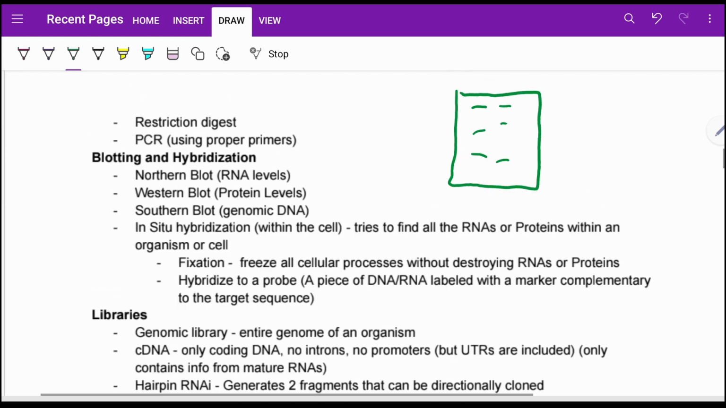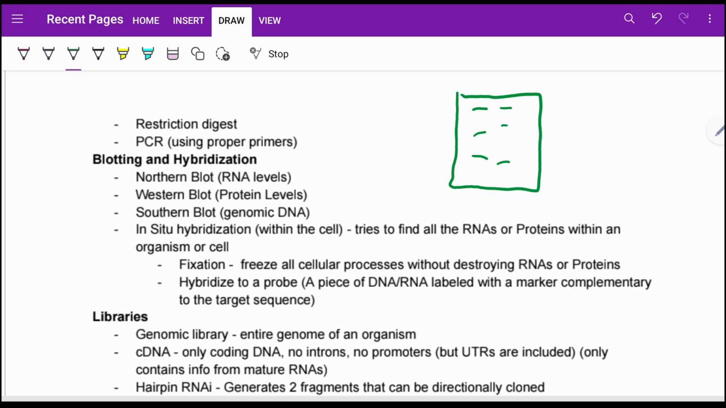We can also do PCR of the bacterial genome with certain primers to make sure that we have the gene of interest in the bacteria as well. We then have blotting and hybridization, which are different ways of analyzing levels of certain molecules in an organism. So we have the northern blot, which is RNA levels.